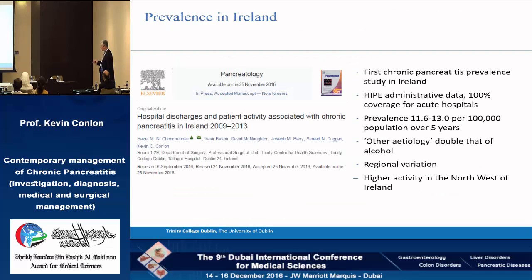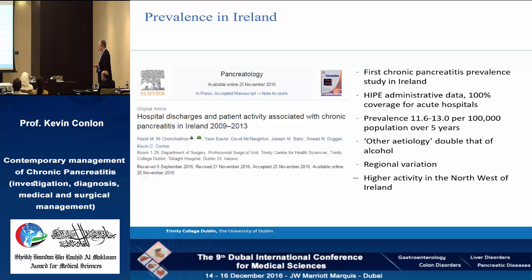So this is in the current issue of Pancreatology from our group, and my PhD student, Hazel Niquinabar, has done the first prevalence study in Ireland. We took an administrative database, which covers 100% of the acute hospitals in the country, and we found a prevalence of between 11.6 and 13 per 100,000. I'll put that into perspective in a moment.